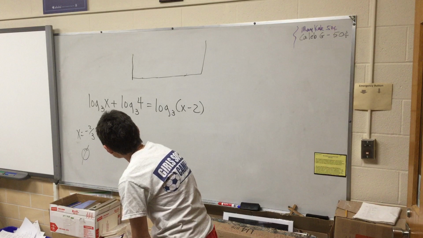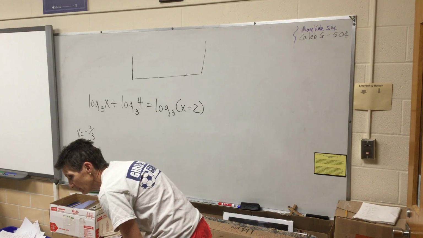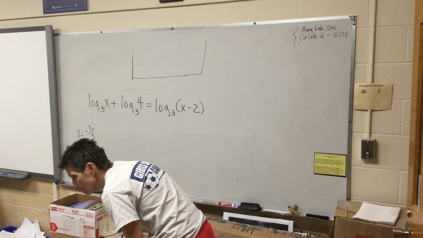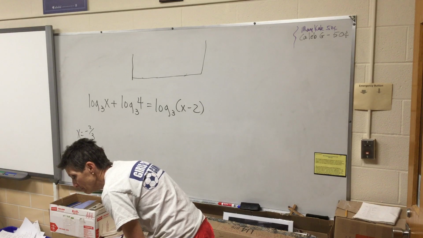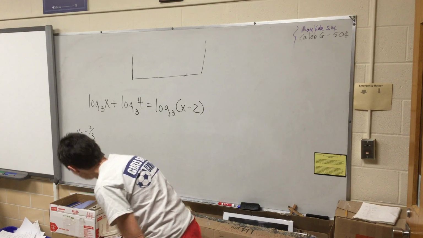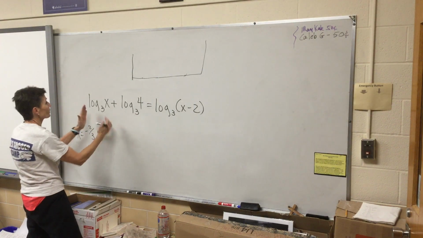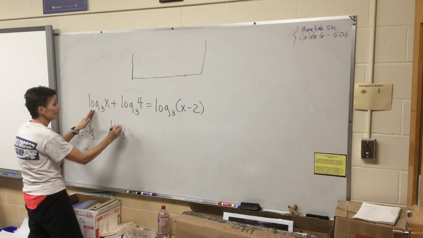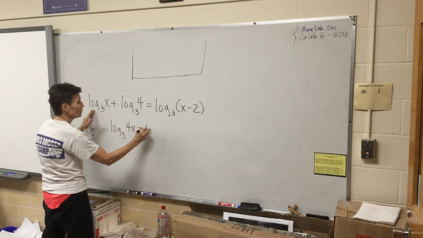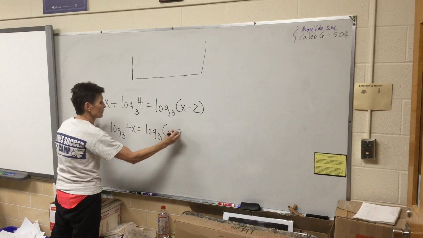Well, let's talk about what you did. Who said negative 2/3? How did you do that? Where did that come from? I just multiplied x and 4. Okay, so you put these together. Very good. That's exactly what you want to do.